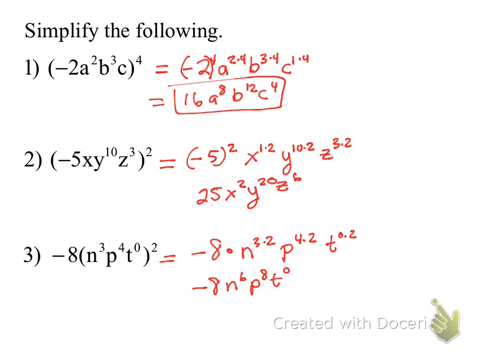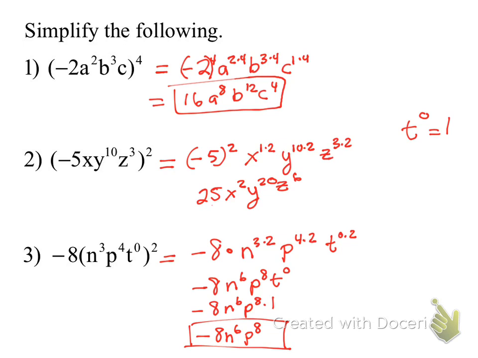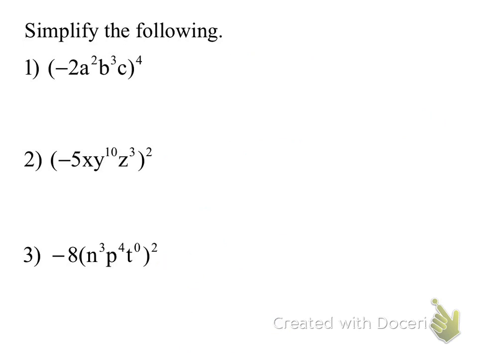But what does t to the 0 equal? 1. It always equals 1. So do I need to write negative 8 n to the 6 p to the 8th times 1? No, we don't need to write it. So she was right in the way she said negative 8 n to the 6th p to the 8th. I don't need to write times 1. Okay, questions? Okay, so do you understand t to the 0 is always going to equal 1? All right. Questions? Moving on.